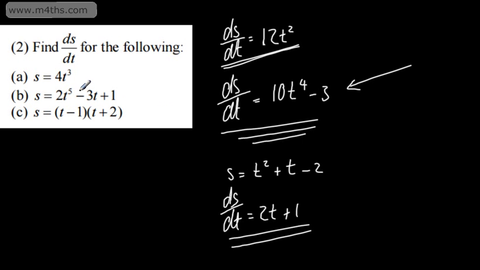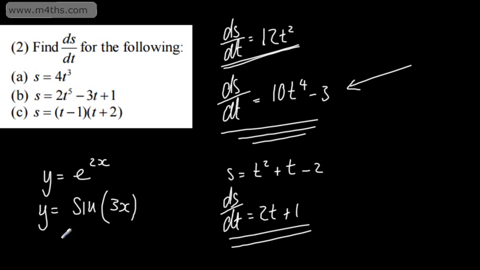We've looked at powers of t, but again, what we're not differentiating, for example, is y is equal to e to the power of 2x. We're not differentiating y is equal to sine of 3x. We're not differentiating y is equal to the natural log of 4x. These are simply now powers of x.